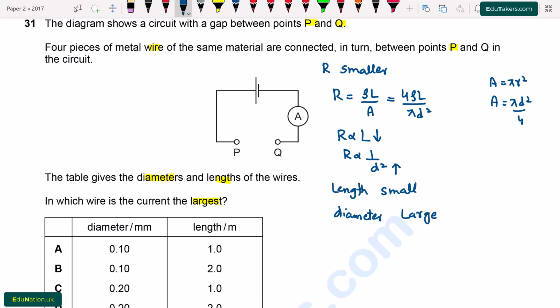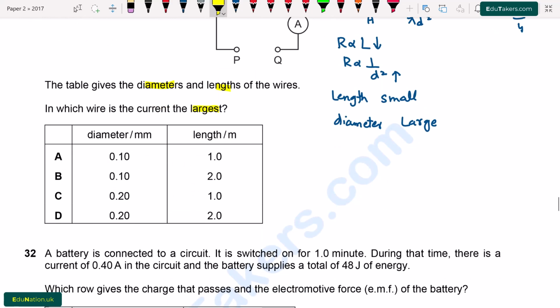Now we see the options. Diameter and length: option A 0.10, 1.0; B 0.10, 2.0; C 0.20, 1.0; D 0.20, 2.0. Here the length is smaller, which is 1.0, in options A and C. Diameter is larger for C and D. From here we can easily say that the current will be larger for wire C, for which the diameter is larger and length is smaller. So option C is correct.